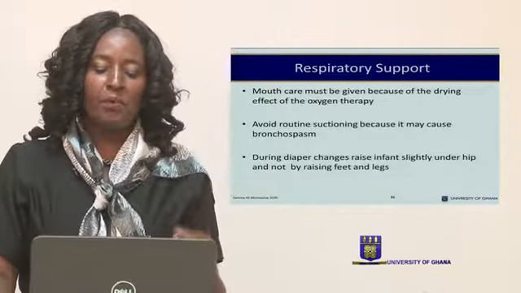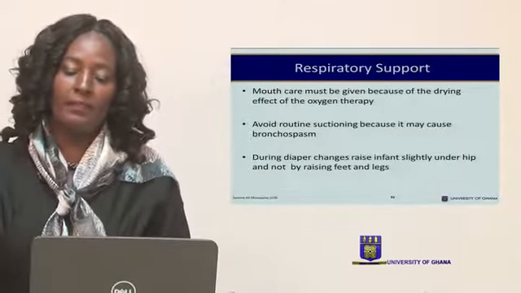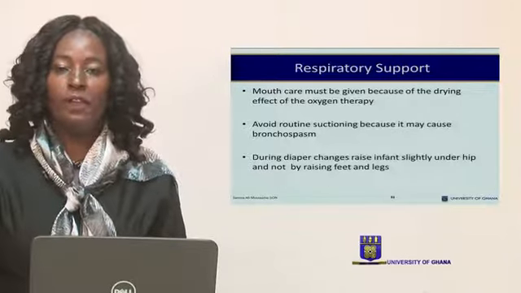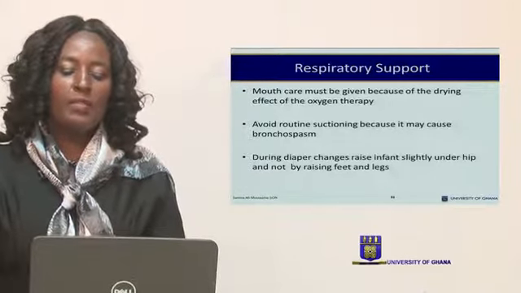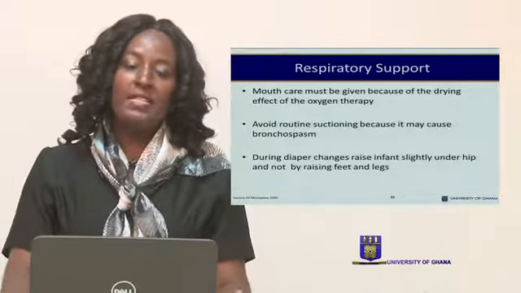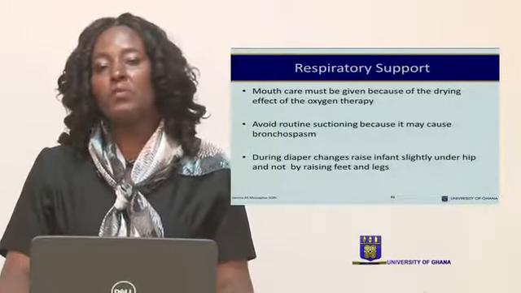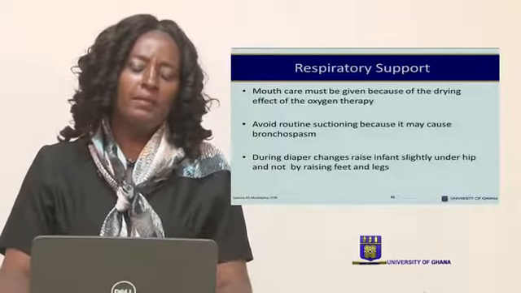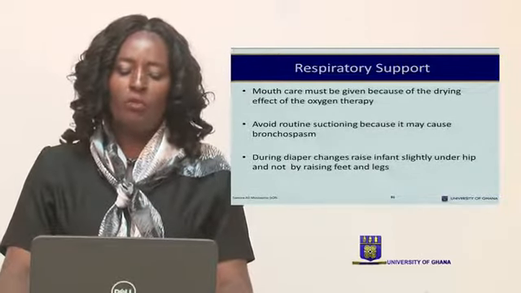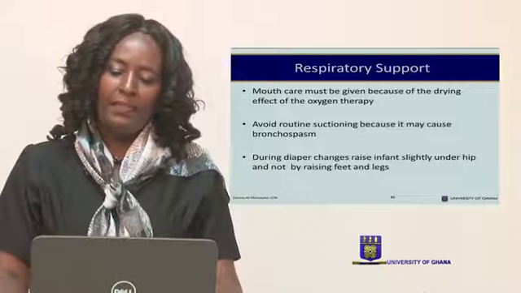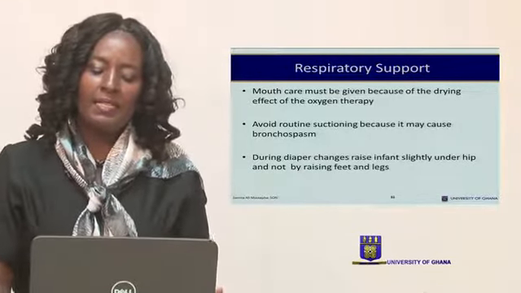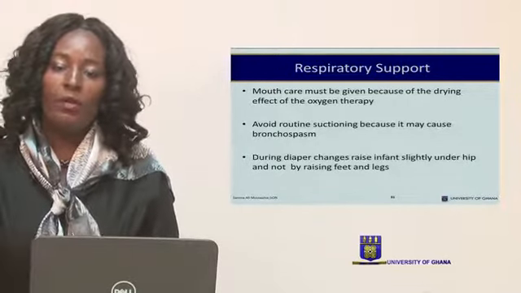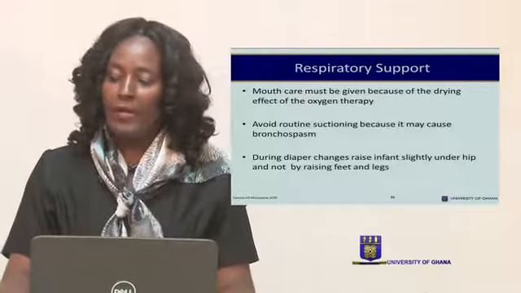And then respiratory support here will require mouth care. Babies who are on respiratory support may require mouth care to prevent drying, because that is one of the major effects of oxygen therapy. And then there is also the need to avoid routine suctioning, because it may cause bronchospasm. So you suction only when it is necessary in babies on respiratory support. And also, when we are changing the diaper, it is also very important that, not only when we are changing the diaper, but all newborns, even adults who have some difficulty in breathing, we have to nurse them in the upright position.